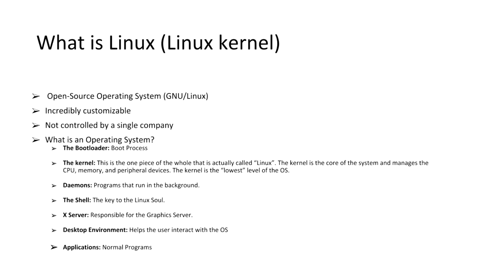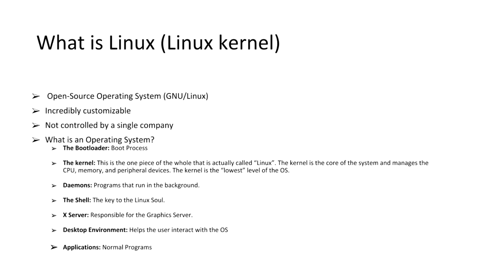What is inside an operating system? An OS, which is short for operating system, is composed of several different pieces. The bootloader, which is responsible for the boot process, which we will see later on as well. The kernel, which is the piece that people actually call Linux. It's the core of the system. It manages everything from CPU to memory and peripheral devices. It's the lowest level of the OS.